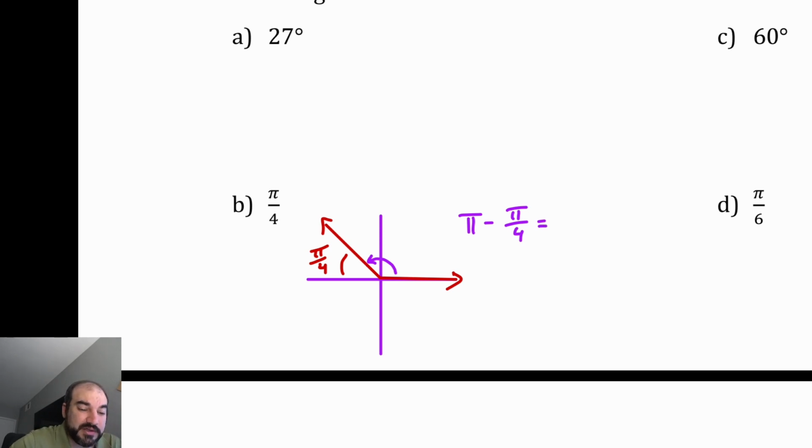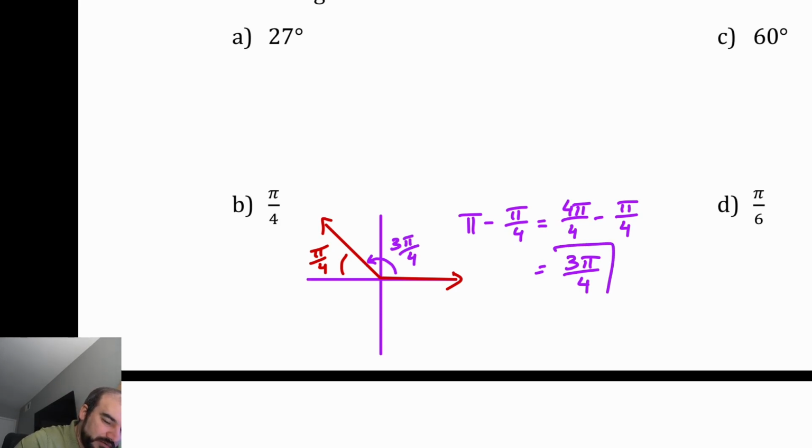How do we do this subtraction? How do I subtract those? What do I need? Common denominator, thank you. Which makes pi into 4 pi over 4. So minus pi over 4 gives me 3 pi over 4. That means this angle here is 3 pi over 4. And you can confirm that by adding these two together and seeing that we get a full half circle of pi.